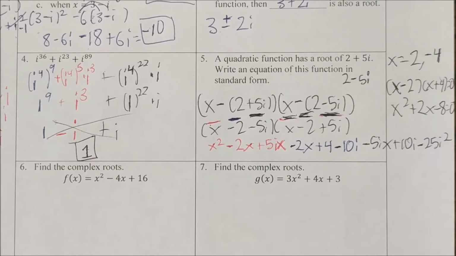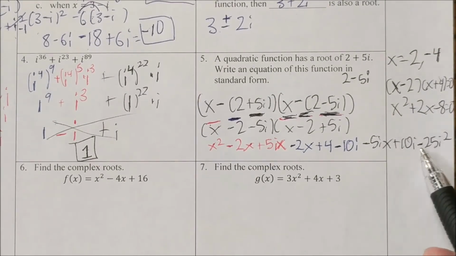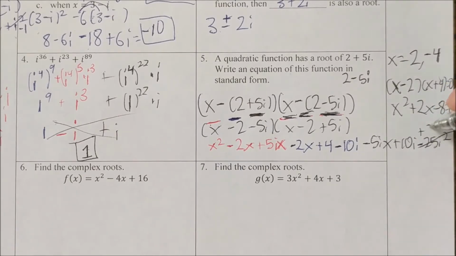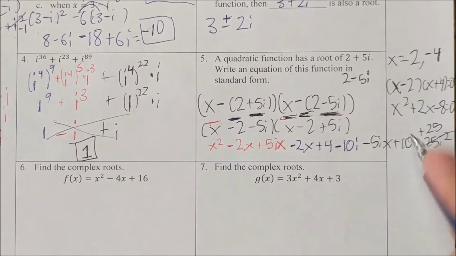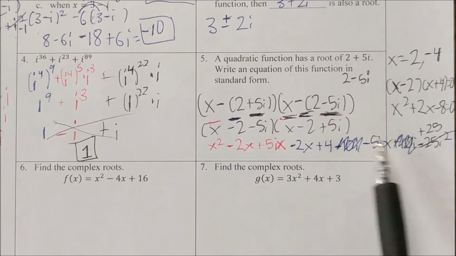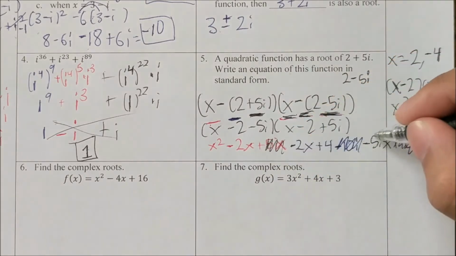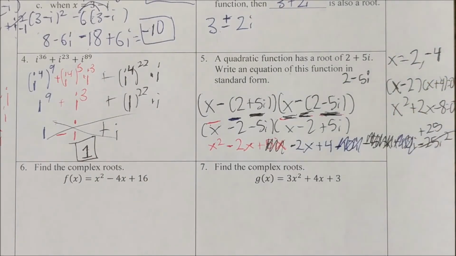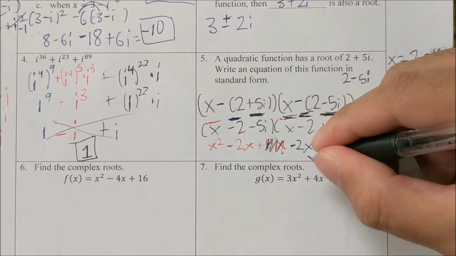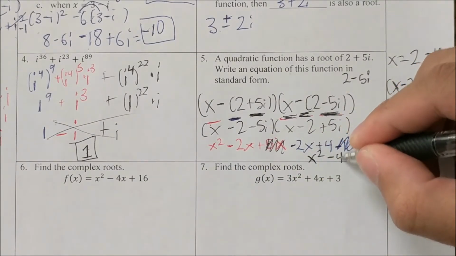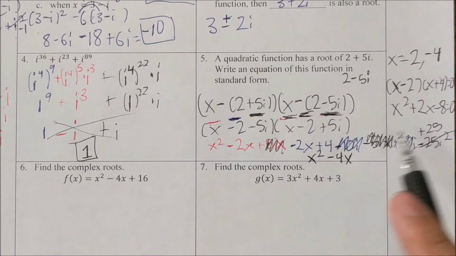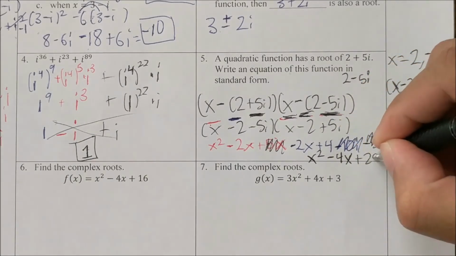Okay, so let's do some simplifying. I know i squared is negative 1, so negative 25 times negative 1 is positive 25. Then negative 10i plus 10i, these cancel out. Plus 5ix and minus 5ix also cancel out. And that's it. So what do we have left over? We have x squared minus 2x minus another 2x is minus 4x. And then positive 4 plus 25 is plus 29.